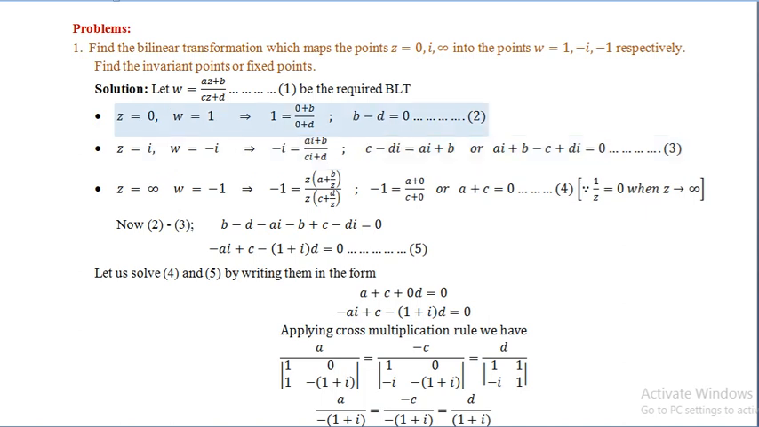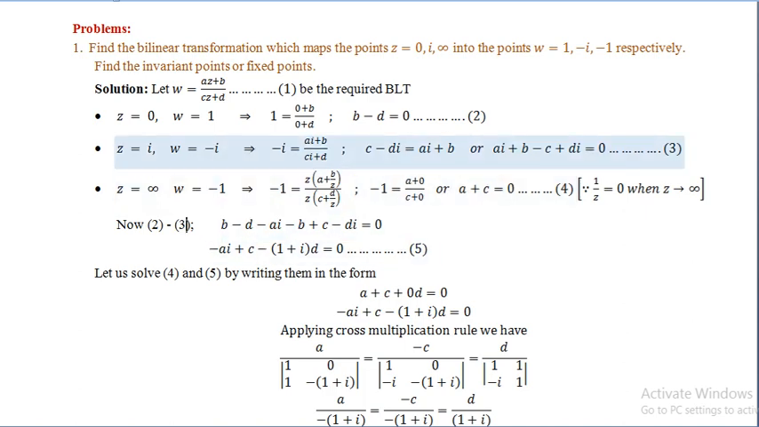3. So equation 2 minus 3 becomes b minus d minus ai minus b plus c minus di is equal to 0. After simplifying this, we get minus ai plus c and minus di minus d. d is common, 1 plus i. Here the b term is cancelled out. So finally the equation contains only 3 unknown terms a, c and d. Call this equation number 5.